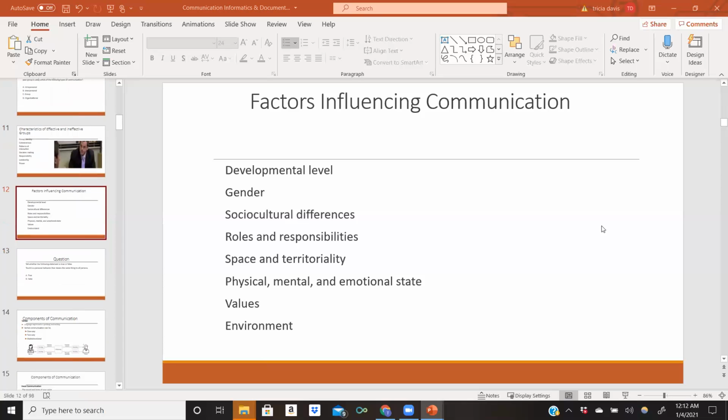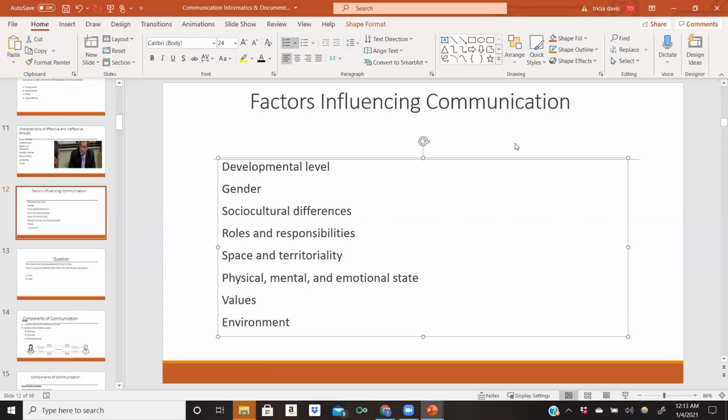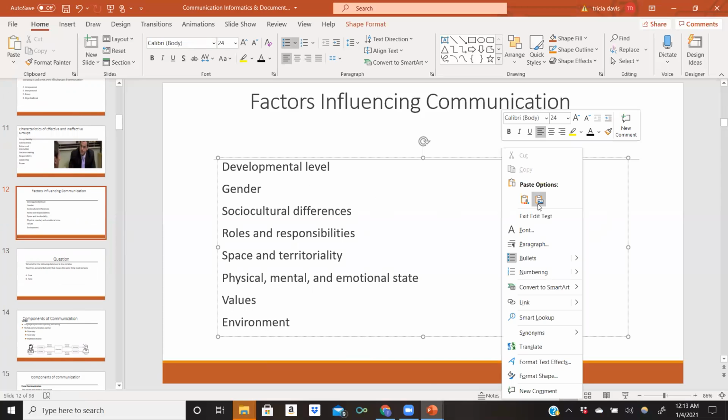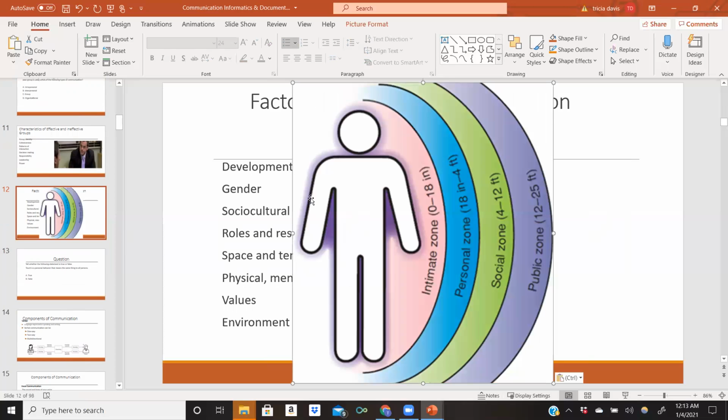All right, so we talked a little bit about, actually it's not on your slide. Let me see if I can copy this and put it here. I want you guys to be able to see this, and I'm not sure why it's not on yours.